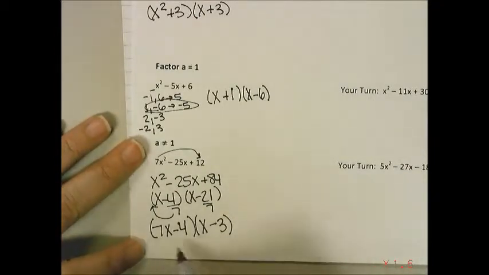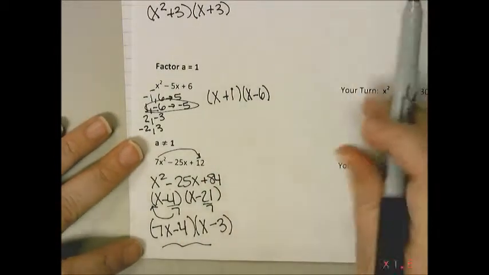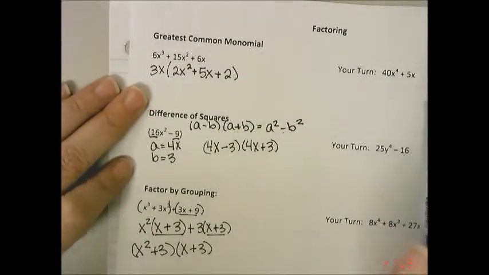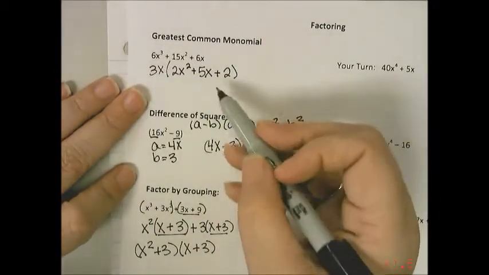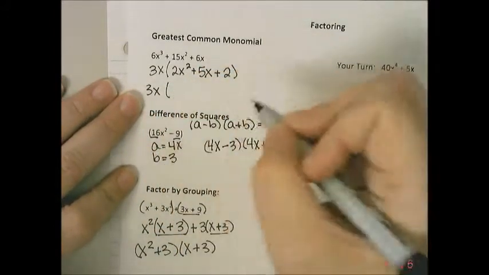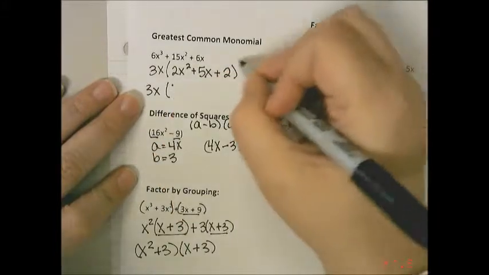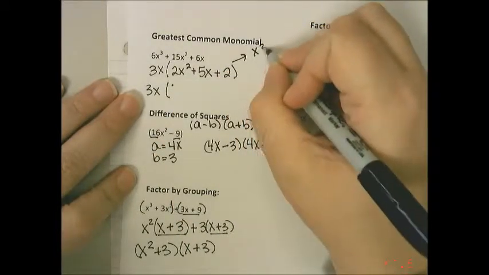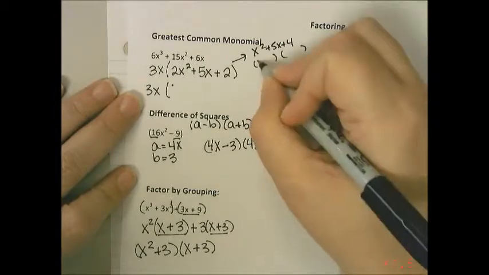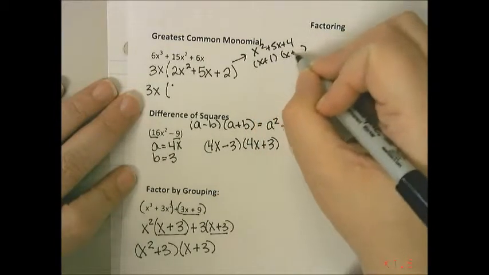Now that we have factored this, let's go back up to our original problem up here. This, the 2x squared plus 5x plus 2, actually will be factored out again. So this is 3x times, we'll pull this off to the side. So this becomes x squared plus 5x plus 4. And then we have two values, x plus 1 and then x plus 4.